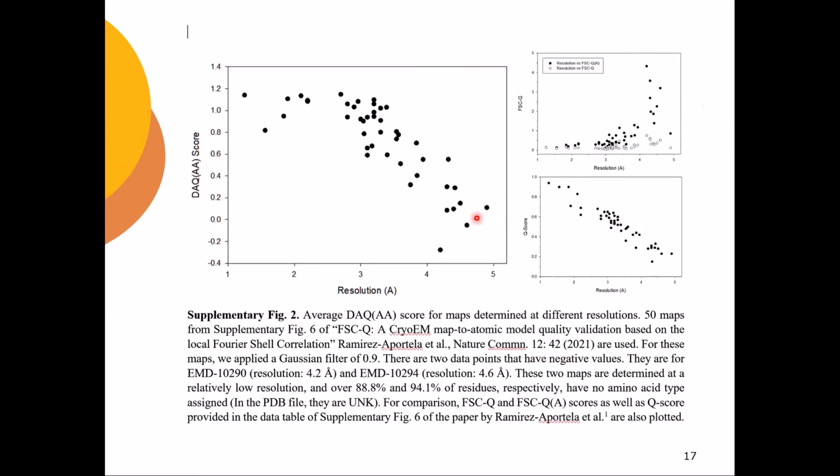This does not mean that the structure itself is wrong or has errors. When the resolution is low, the DAQ score starts to say, oh, I cannot see well, there's not enough signal to detect it. Since DAQ is trained on maps between 2.5 and 5, it is at this point aimed at maps up to 5 angstrom.